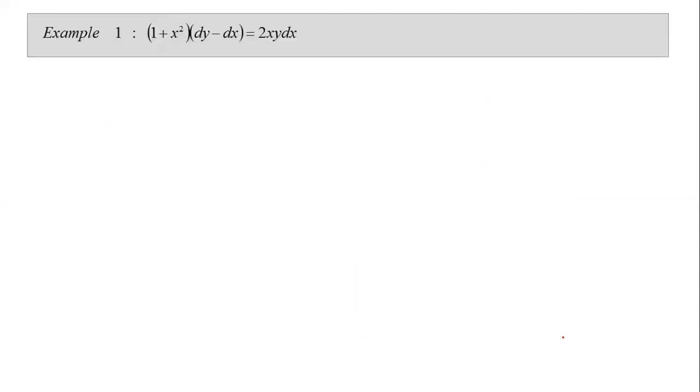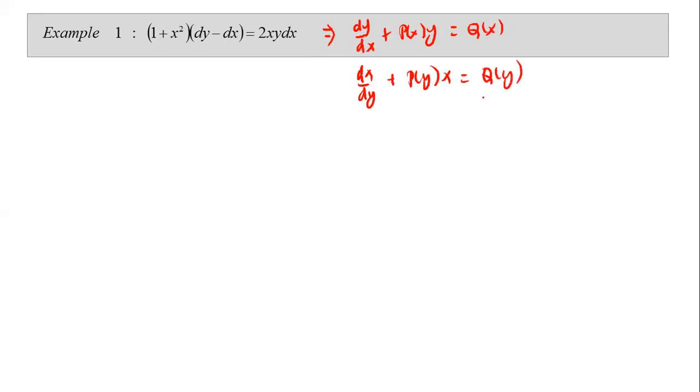Okay, let's have an example. Say we wish to find the general solution of the differential equation (1 + x squared) dy minus dx equals 2xy dx. What we're going to do first is rewrite this in the form either dy/dx plus p of x times y equals q of x, or the other one, dx/dy plus p of y times x equals q of y, whichever is applicable between these two linear differential forms.